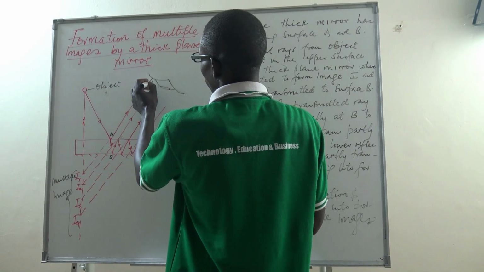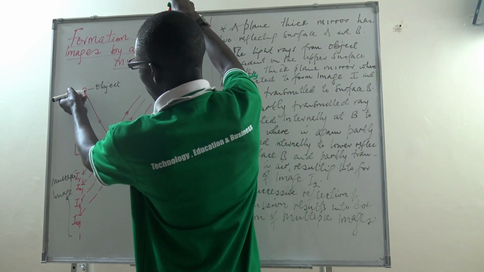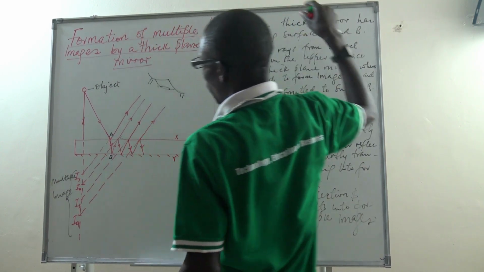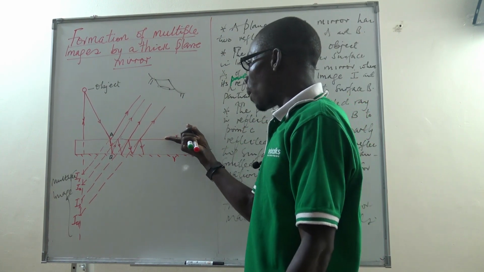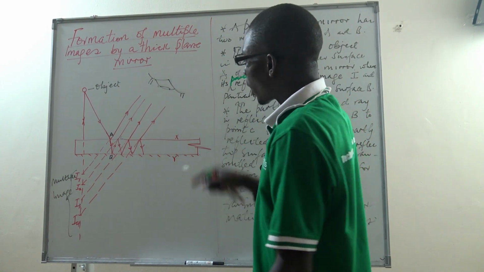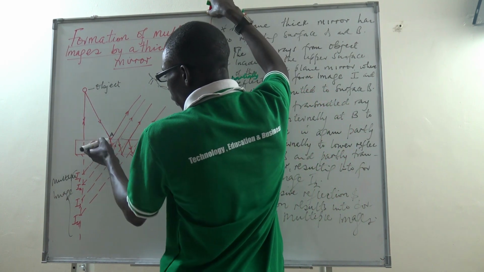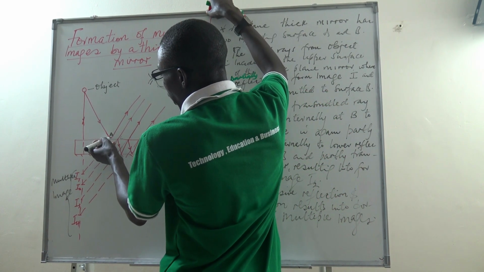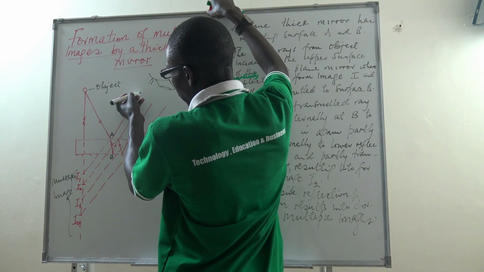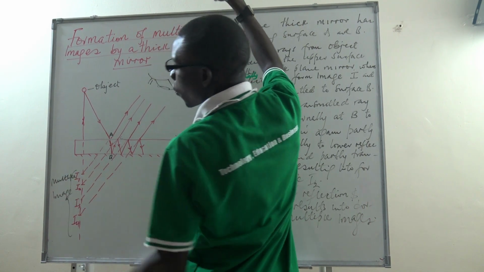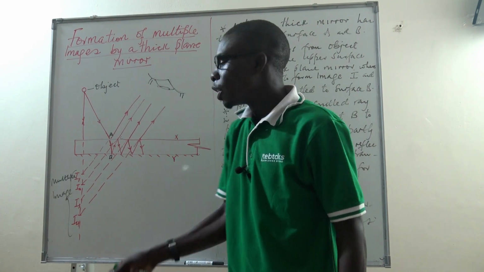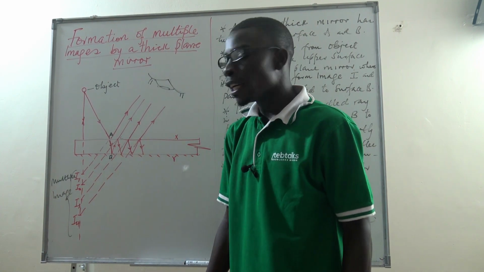Okay? So if the ray is incident at this point here, first of all we said that a plane thick mirror has two reflecting surfaces. There is the upper one and the lower one. Now, if the ray is incident at this point here, part of it is reflected, okay? And the reflected one appears to be coming from this point here. Where it appears to be coming from is where our image is formed.